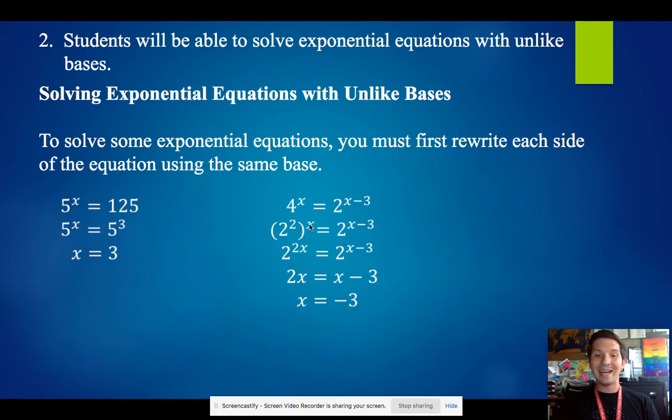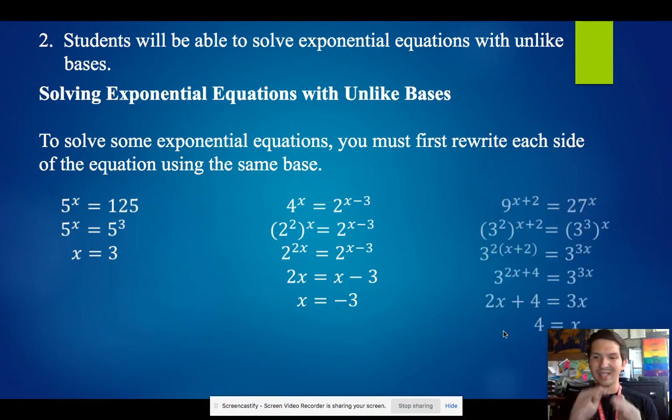So 2 times x, which is now going to be 2 to the 2 times x equals 2 to the x minus 3. Pull out those exponential pieces. 2x equals x minus 3. Subtract x on both sides, and x is going to equal negative 3.